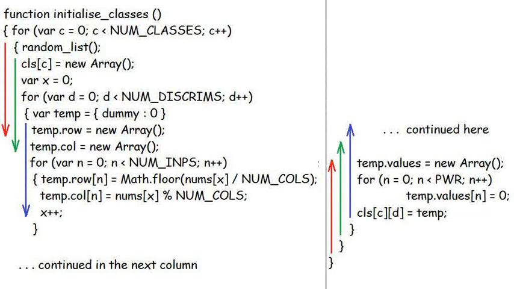And right before we move to the next discriminator, we add everything we have just set up to array CLS, storing it in the appropriate class and the appropriate discriminator. While the variable temp will die when this function terminates, its contents will live on in array CLS.